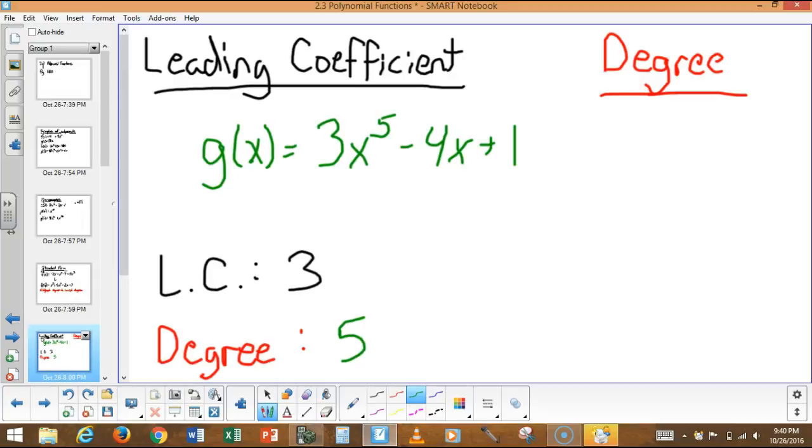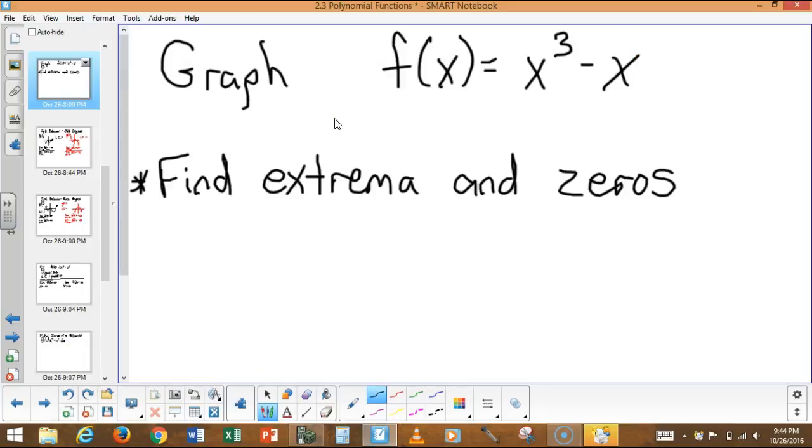So now we just have to look at our first term, 3x to the 5th. The leading coefficient is the number being multiplied in front of that variable term, so our leading coefficient is 3. The degree of the polynomial is the degree of the first term. So if we look at the exponent, it's an exponent of 5, so the degree of this polynomial would be 5. The next part of polynomial functions we're going to look at are the graphs of polynomials.